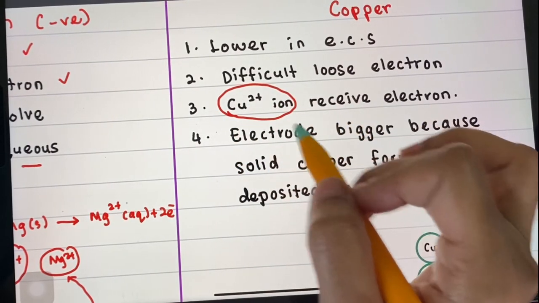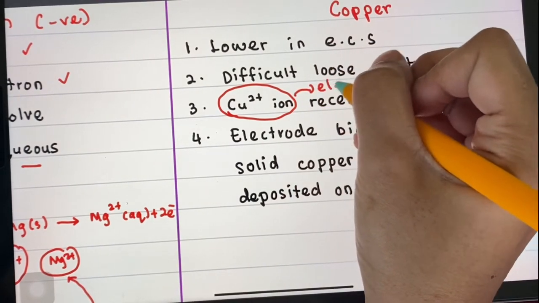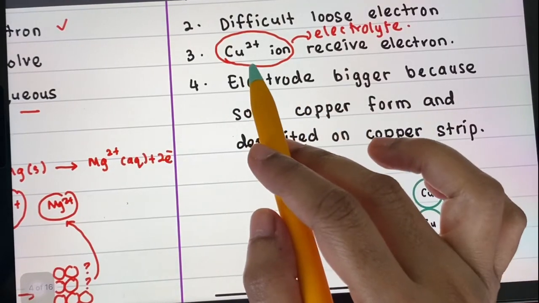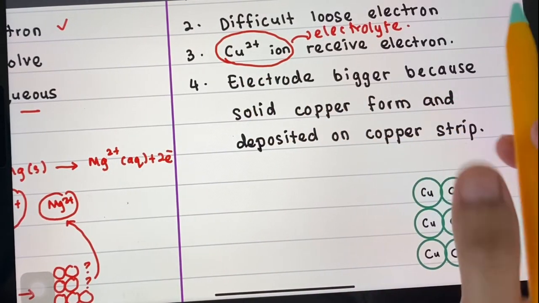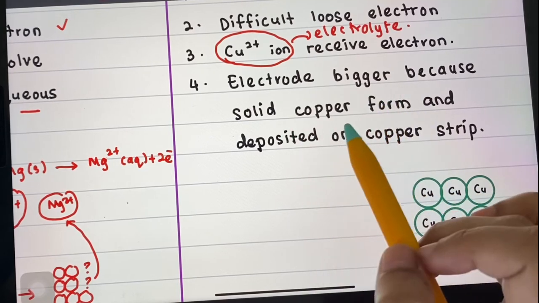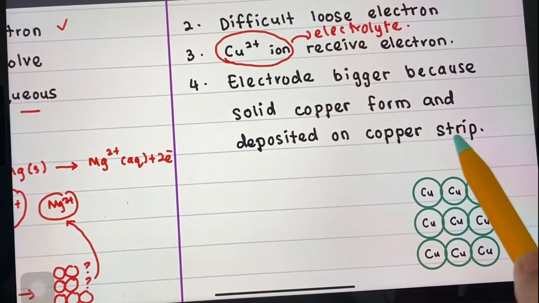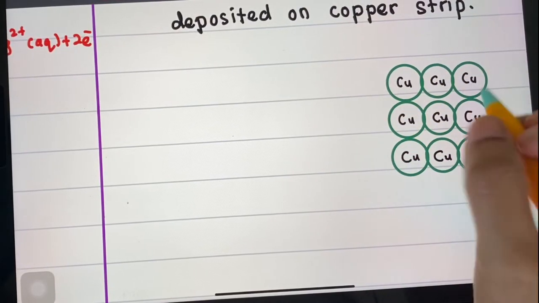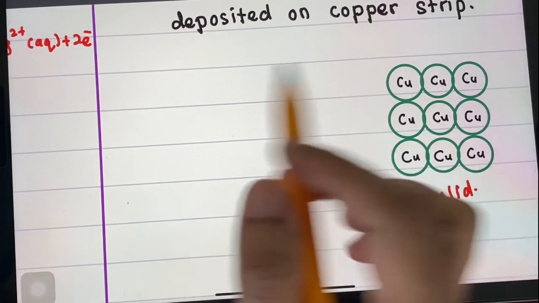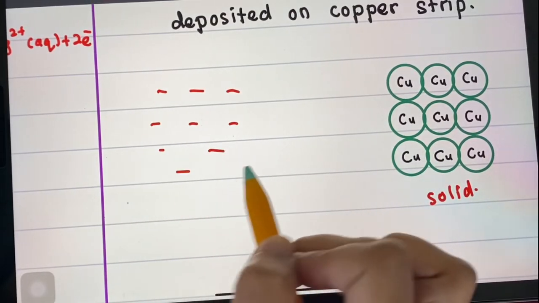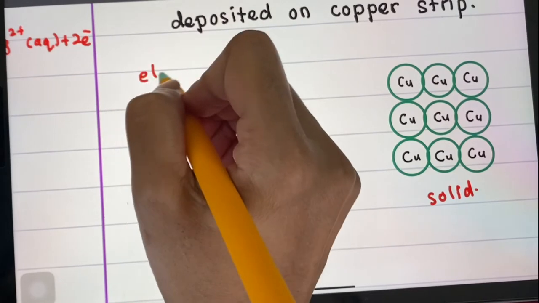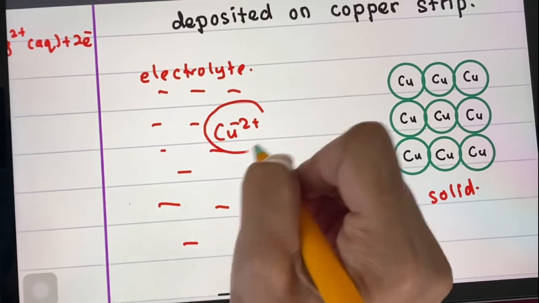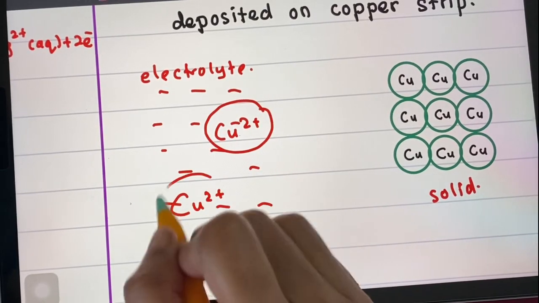Where do we get this copper 2+ ion? We get it from our electrolyte. So once our copper 2+ receives an electron, the electrode will become bigger because solid copper forms and is deposited on the copper strip. So this is the copper strip, the copper electrode in solid form. And inside the electrolyte, we have copper 2+ ions.